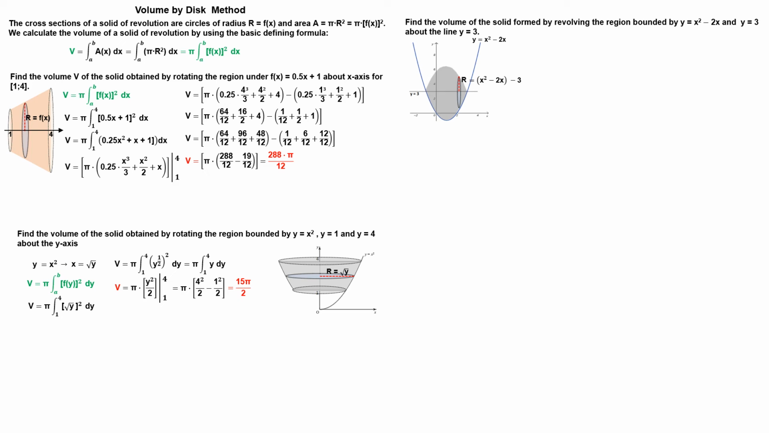By equating y equals 3 with y equals x squared minus 2 times x, we find the limits of integration. Finally, we integrate between minus 1 and 3 to find the volume.